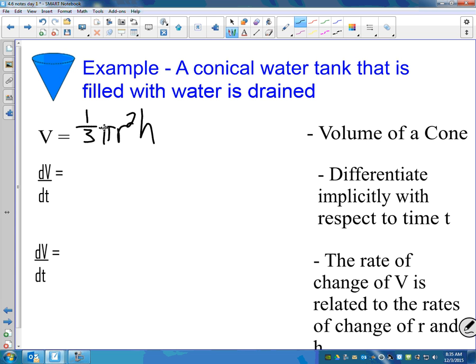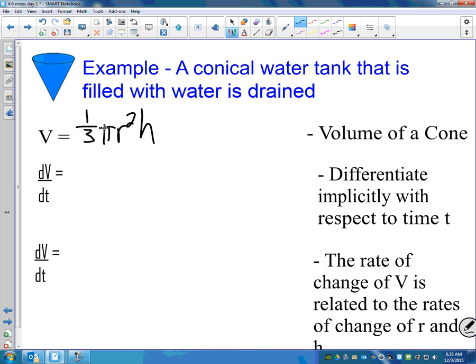Which means every time you take the derivative of a letter, you have to multiply by, like for r, you would multiply by dr over dt. For h, you would multiply by dh over dt. Because that would be how the rate is changing with respect to time. The rate of a height is changing with respect to time. Also super fun, I'd have to do a product rule to take the derivative here.